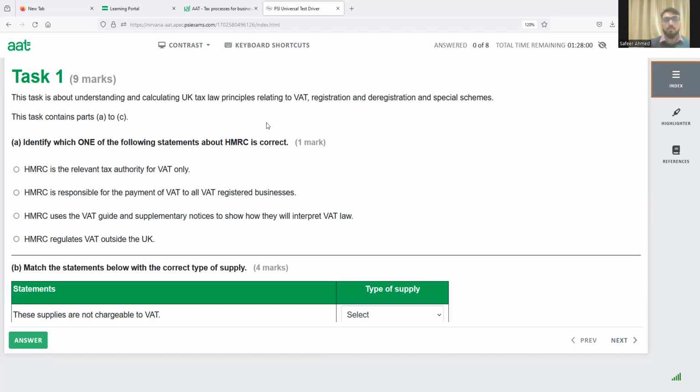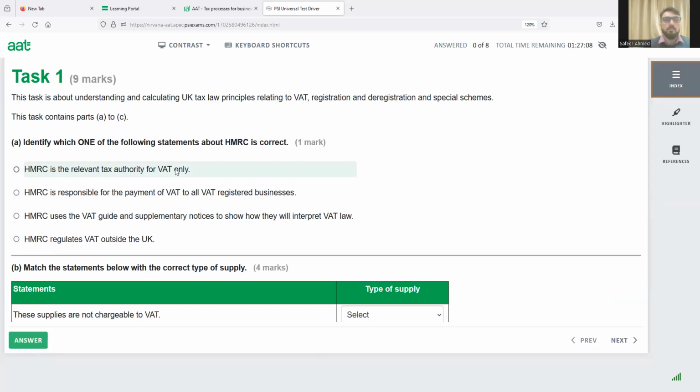The first one is: HMRC is the relevant tax authority for VAT only. Now we know that's incorrect, because remember, HMRC deals with all of the taxes, or in other words, the majority of the taxes. Council tax is dealt with by local authorities, local councils. Similarly, road tax is dealt with by the DVLA, as you know. But other than that, whether it is corporation tax, income tax, or national insurance contributions, which by the way is a tax as well, all of those taxes are administered by HMRC. So this one we know is incorrect.